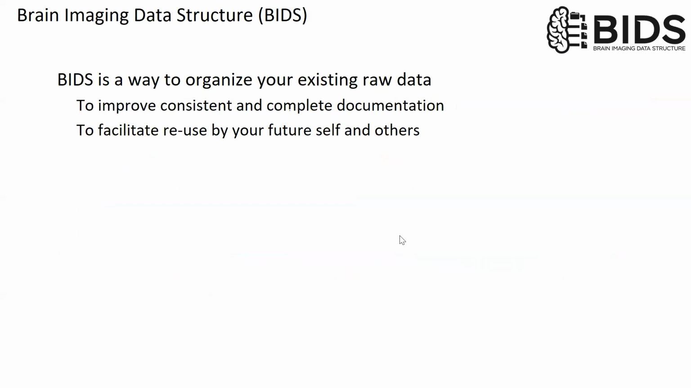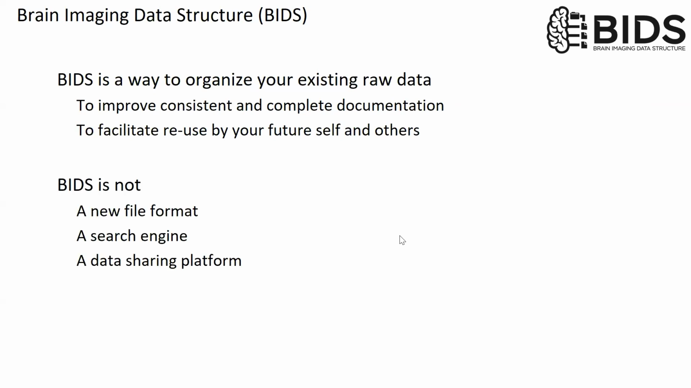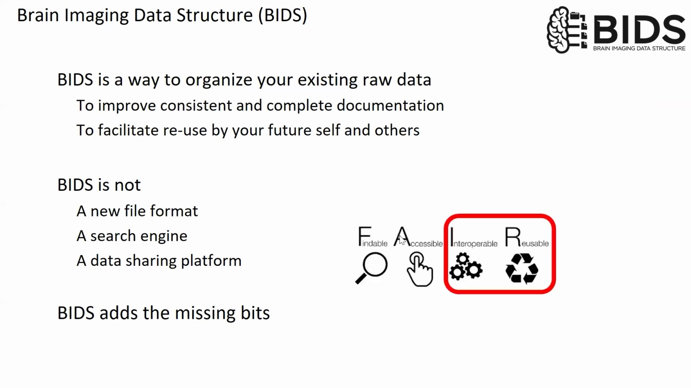BIDS is a project that started in 2016, more or less. It's the Brain Imaging Data Structure. And it's a way of organizing your existing raw data to improve consistency and complete documentation, and to facilitate reuse by yourself and by others. So BIDS is not a new file format, it's not a data search engine or a data sharing platform, but BIDS is a strategy to add missing bits to the data. And considering FAIR principles, BIDS aims to improve the interoperability and reusability of data sets.